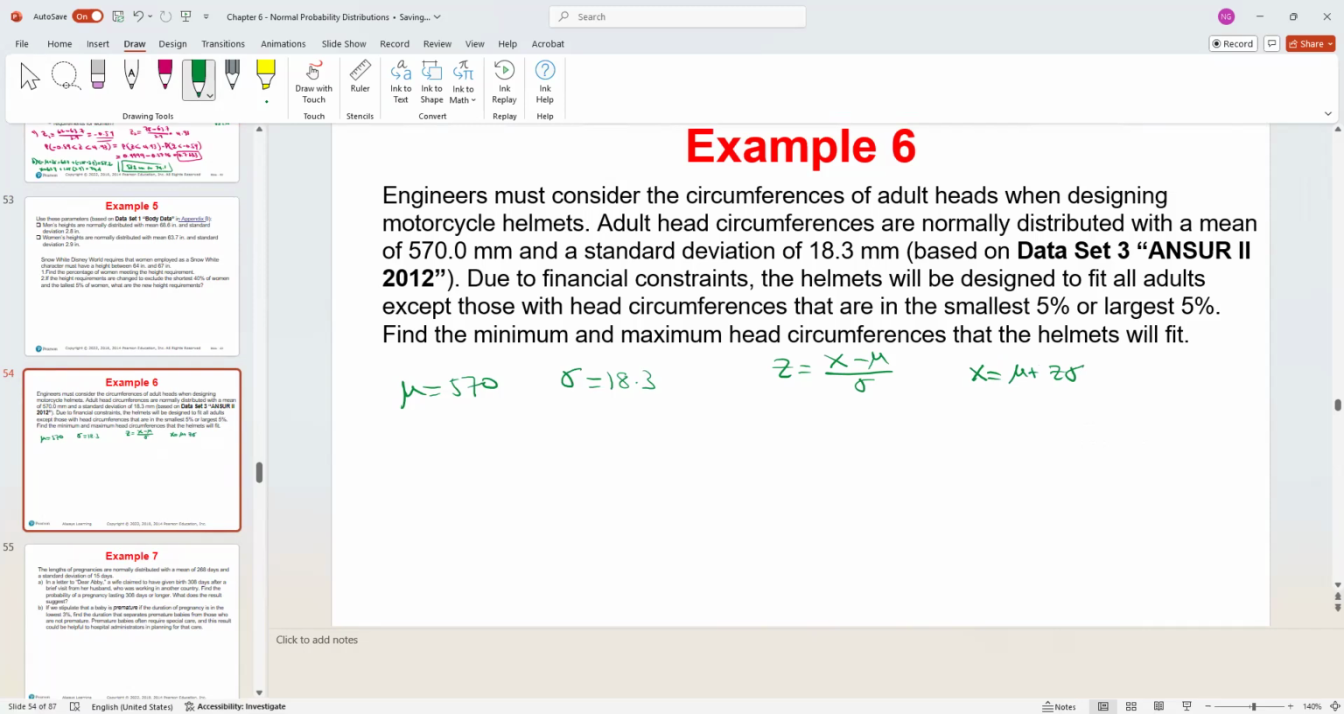Now, what they ask you, remember you have the mean and the standard deviation. Due to financial constraints, the helmets will be designed to fit all adults except those with head circumferences in the smallest 5% or largest 5%. So find the minimum and maximum. We do exactly what we just did. Smallest 5%. Remember, 5% means 0.05. We look for the z corresponding to that probability.